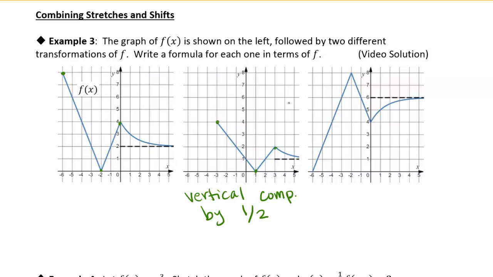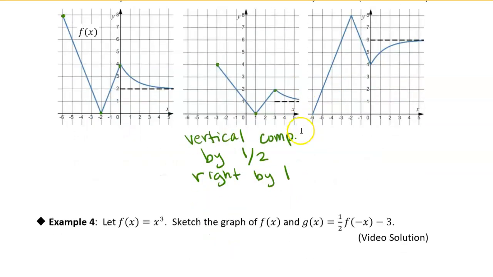All right, and then we're shifting it over as well. It was at -2, and now it's at 1. So it looks like it was shifted 3 units to the right. 1, 2, 3. So it's a horizontal shift, right by 1 unit. Left and right shifts are horizontal shifts. So a horizontal shift is going to affect the h. We're shifting it to the right.